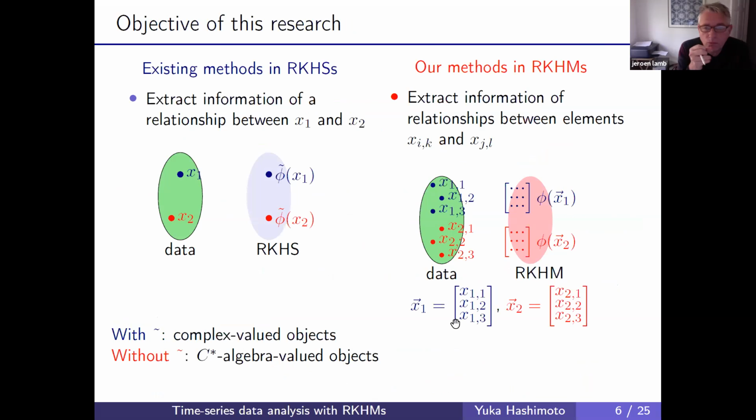Let me summarize the objective of this research. In existing methods in RKHS, we transform samples into complex-valued functions in RKHS. And then we can extract information of a relationship between these samples. On the other hand, in our methods in RKHMs, we transform this multivariate data into C-star-algebra-valued functions in RKHMs. Then we can extract information of relationships between elements of pairs of elements.